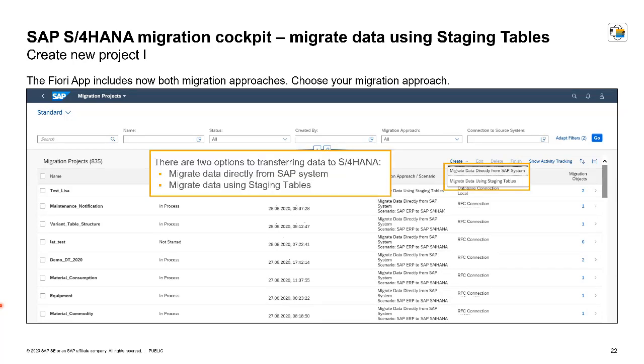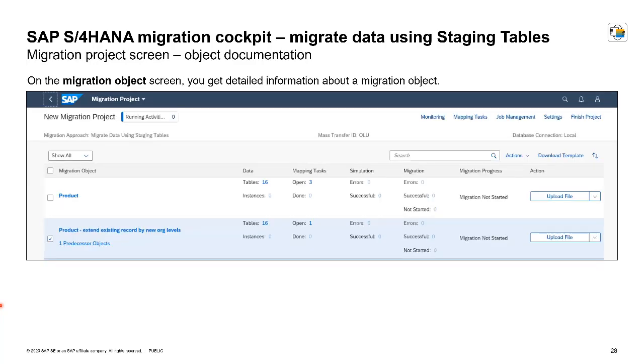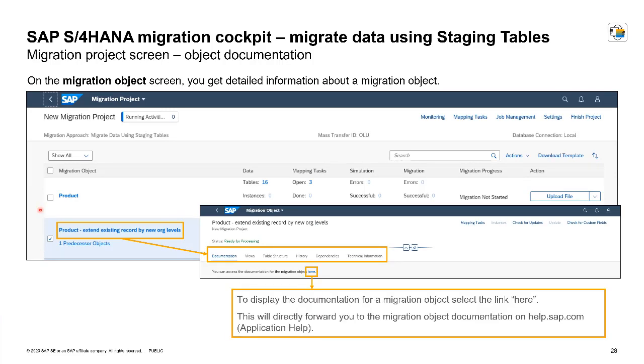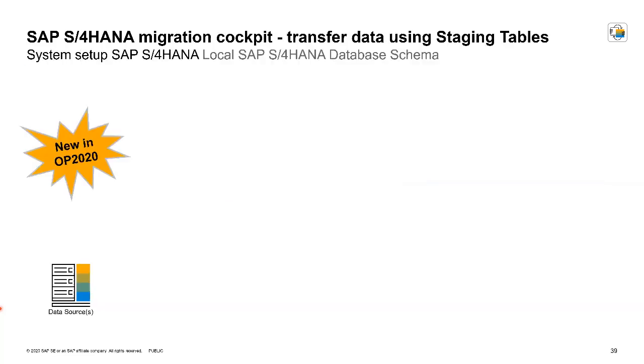Okay, we have here the approaches, and this is how it looks. You can jump into the documentation if you go on the single migration objects. If you want to check whether there are special things to keep in mind when migrating such data, you should always check the documentation for the single objects.